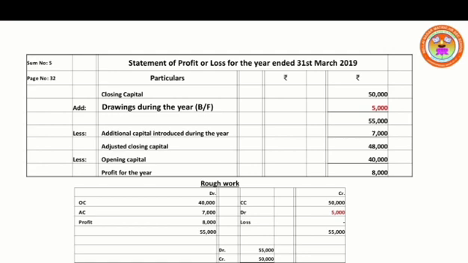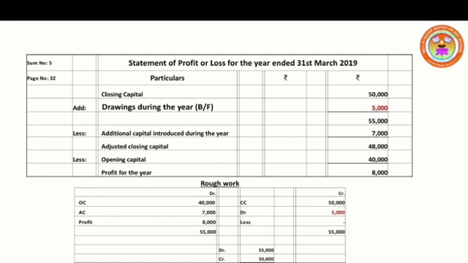Now, take the highest amount and put the total for debit side and credit side. Debit side we got 55,000. Credit side only closing capital 50,000. Take the difference between these two sides. We could find the answer for drawings, 5,000. In this step we found drawings. Then substitute in the formula. Write the heading, statement of profit or loss for the year ended 31st March 2019. Particulars and amount columns. Closing capital given in the question 50,000.